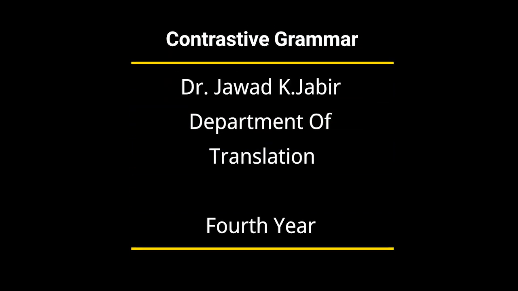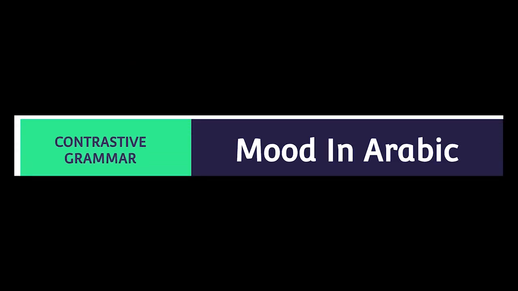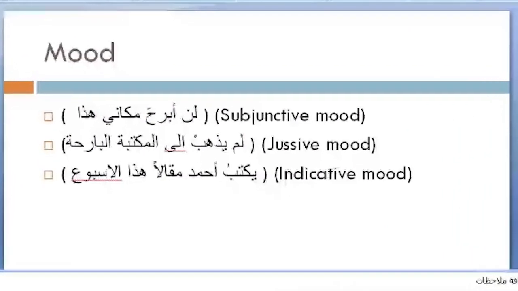Anyway, so now let's shift into Arabic. خلينا نتحول إلى اللغة العربية. By the way, we have three types of mood: the indicative mood, the subjunctive mood, and the jussive mood. These are the three types of mood in Arabic.